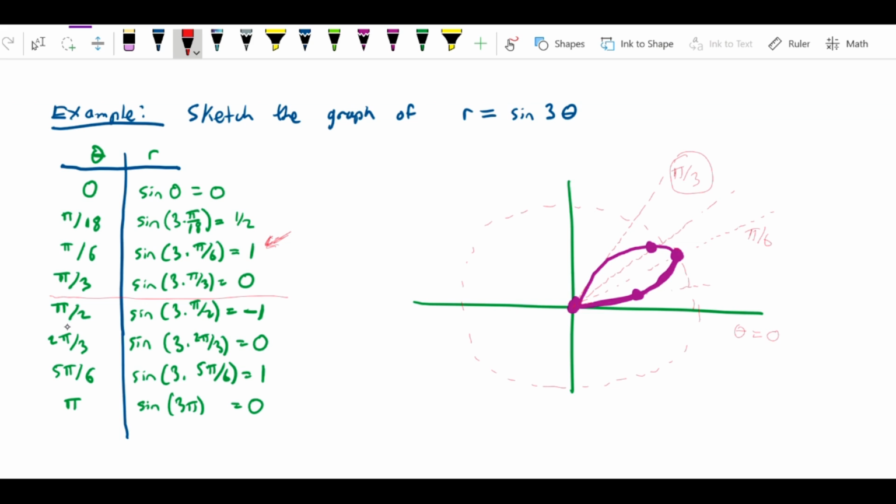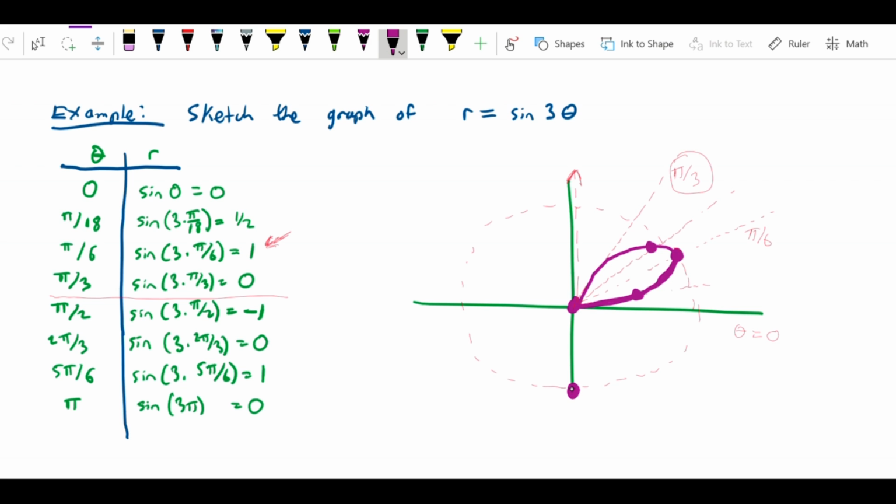Let's go to the angle pi over 2. We know that pi over 2 is going to be this vertical line here. If I plug in pi over 2, then I get the sine of 3 pi over 2, which gives me negative 1. What that means is that I want to walk negative 1 in this direction. And we've already talked about this, that if the direction that I have is straight up, but I'm walking in the negative direction, then that takes me straight down. So for pi over 2, the point is there.